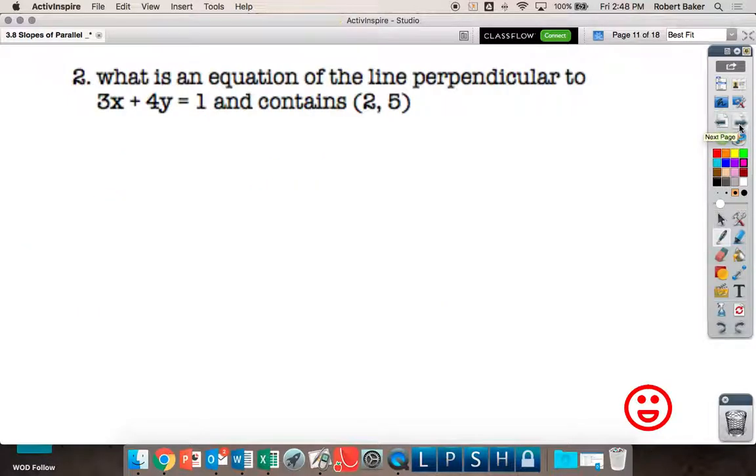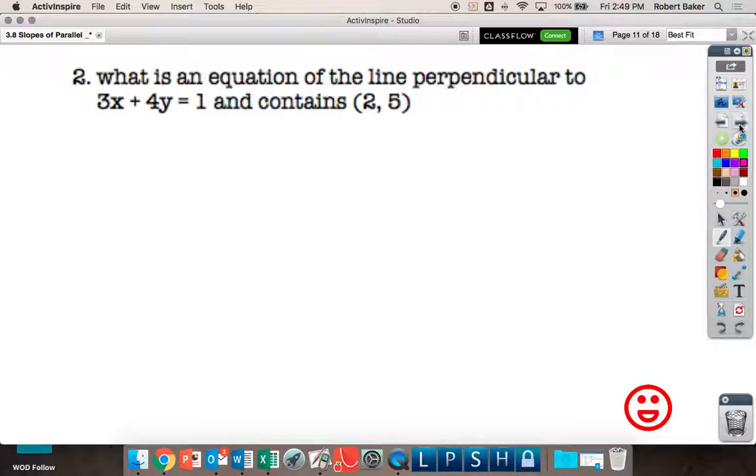I even put a smiley face because it makes me happy. Or it's the last question that makes you happy. So, what is an equation of a line perpendicular to 3x plus 4y equals 1?